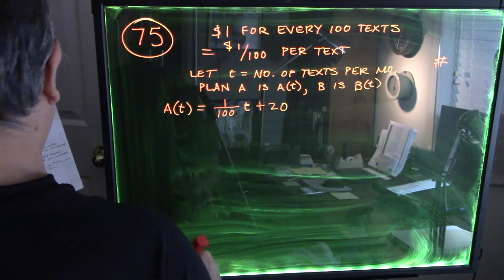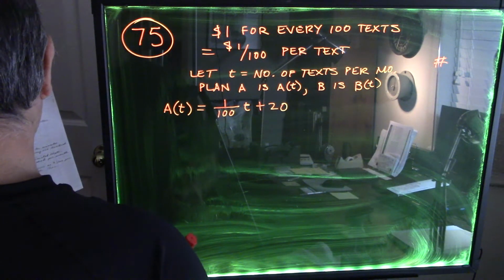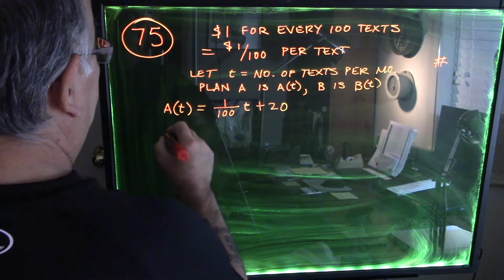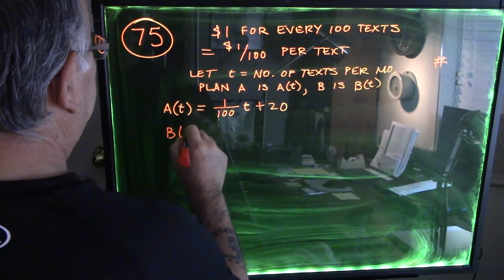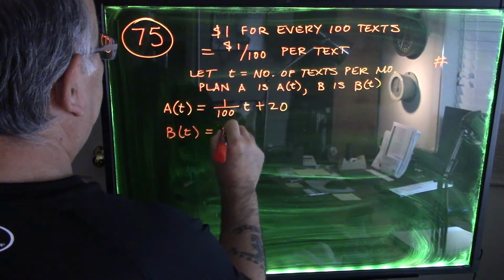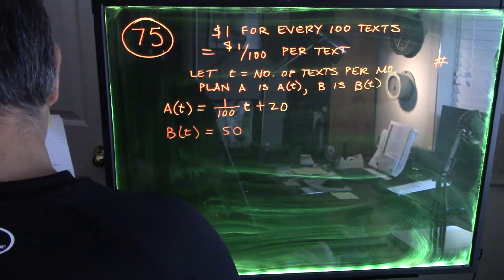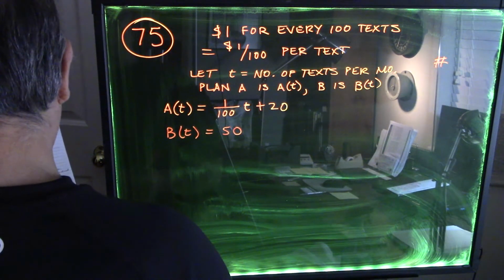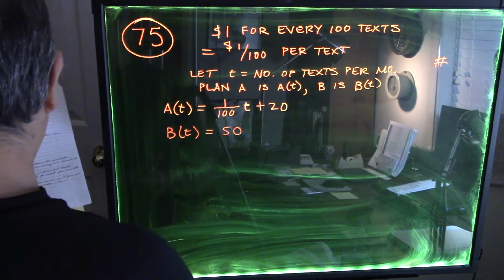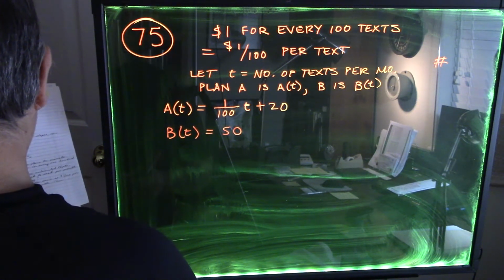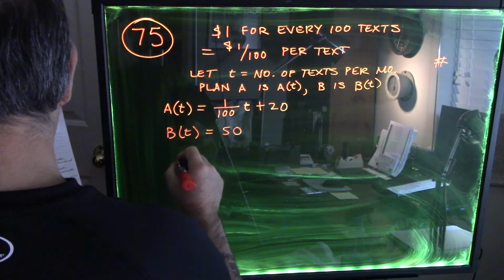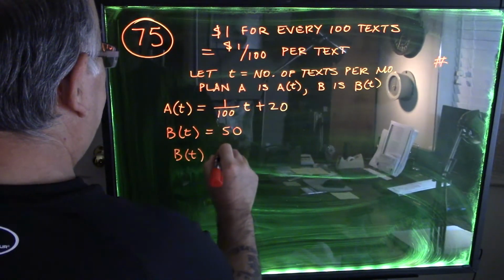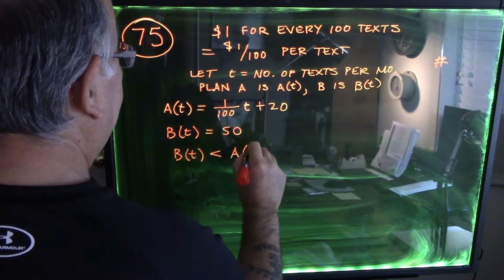Okay. And now B of t is always, Plan B is $50 a month. Free texts. So B of t is just 50. Constant rate every month. So how many texts would you need to send per month for Plan B to save you money? In other words, where is B of t less than A of t? That's what we want to answer. Set B of t less than A of t, and then solve this.